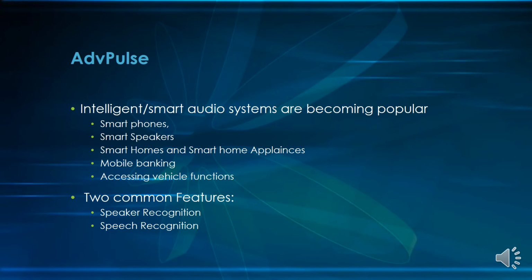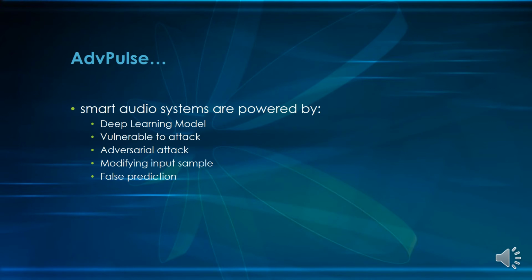Many types of information can be extracted from a speech signal. In intelligent audio systems, the two most important and common features are speaker recognition, which aims at identifying the speaker of a given utterance, and secondly, speech recognition, which seeks to recognize the speech content. Intelligent audio systems are powered by deep learning models.